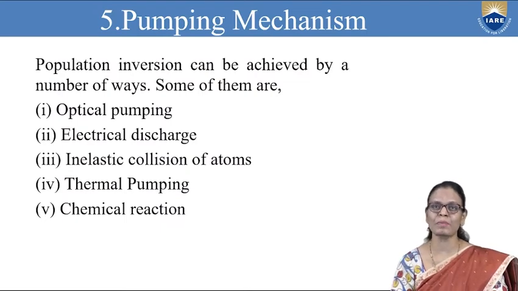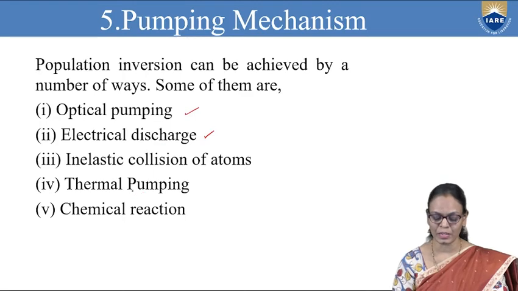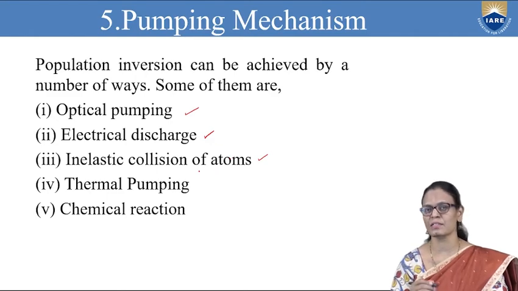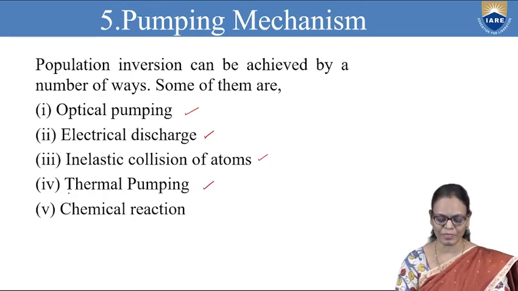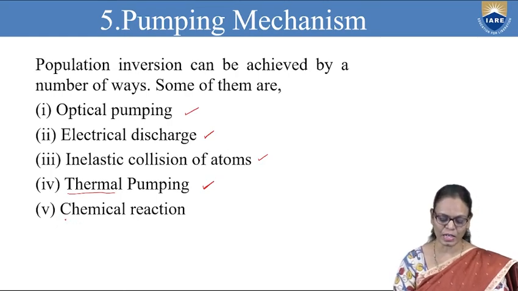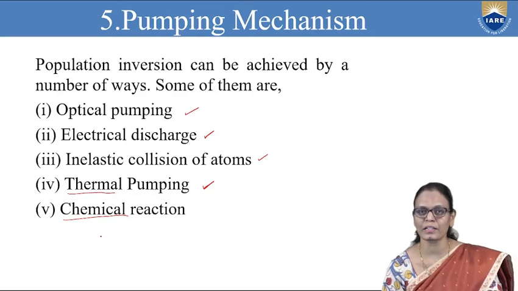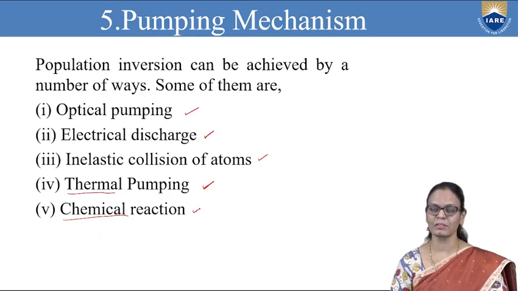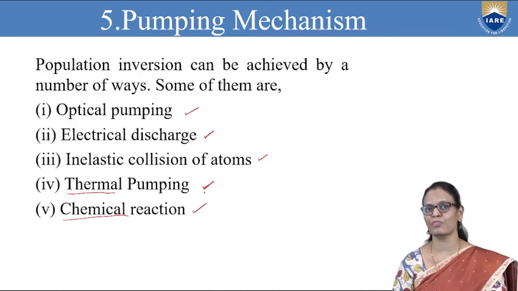Next, what are the different types of pumping mechanisms we have? We have listed at least 5 pumping mechanisms. The first one is optical pumping, where we are using light. The second one is electric discharge. By supplying a very high voltage, we allow an electric discharge, and with the help of it, there is pumping. Then inelastic collision of atoms: the atoms that are present in the active medium will collide with each other and there is transfer of energy. Because of that, there is pumping. Then thermal pumping is always related to heat, so because of that also there can be pumping. And then chemical reaction, whenever there is a chemical reaction between the atoms that are taken in the resonant cavity. So these are the different mechanisms we have for pumping.